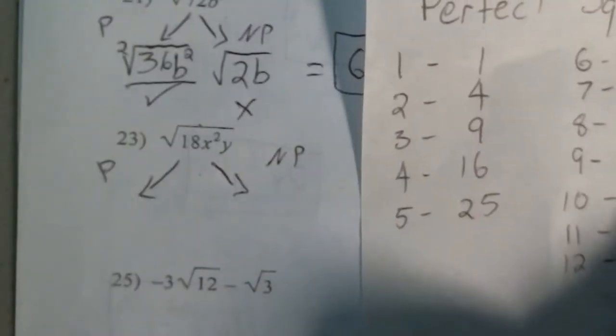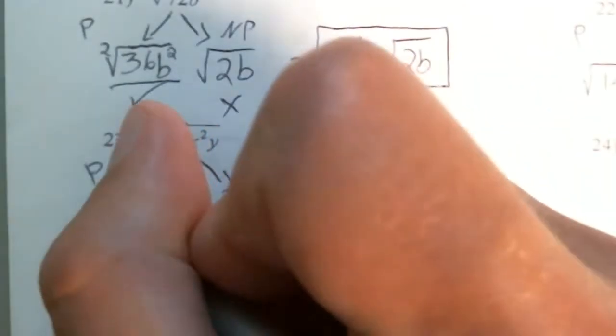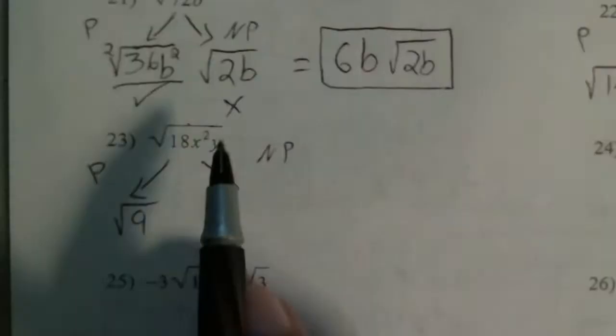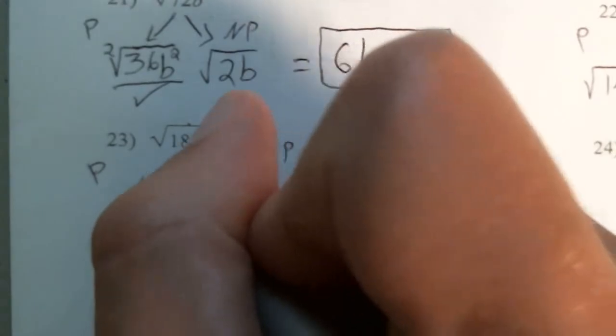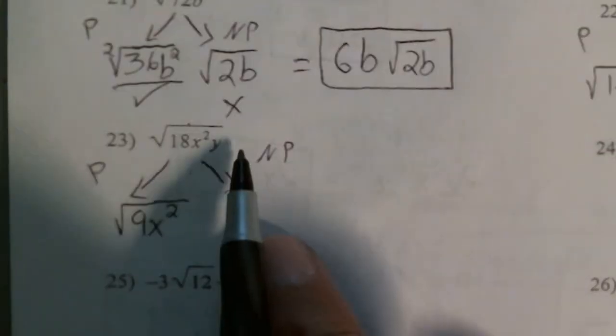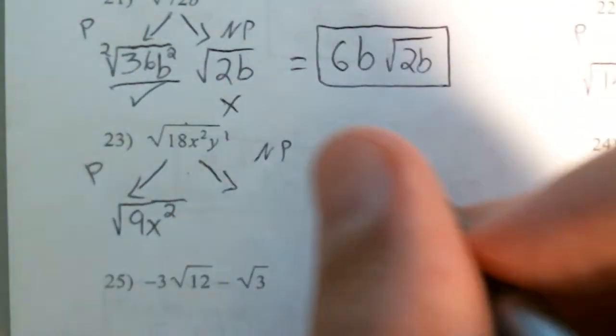What's the highest of these numbers that go into 18? That should be pretty easy. That's 9. So 9 goes in perfect land. Now x squared is already even, so I just put the whole x squared on the perfect side. Y to the 1, we just said we can't do anything with that.